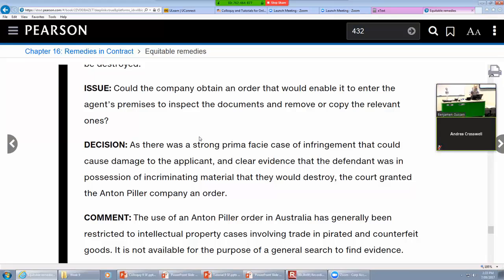So they said, as there was a strong prima facie case, what is a prima facie case? On the face of it, even though we don't have all the evidence, I see enough to make me think there is something here. So this is the something: infringement that could cause damage to the applicant. And clear evidence that the defendant was in possession of incriminating material that they would destroy. So they gave them this order.